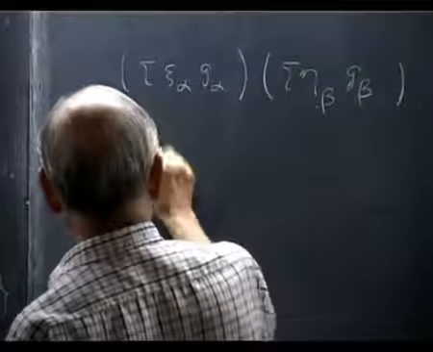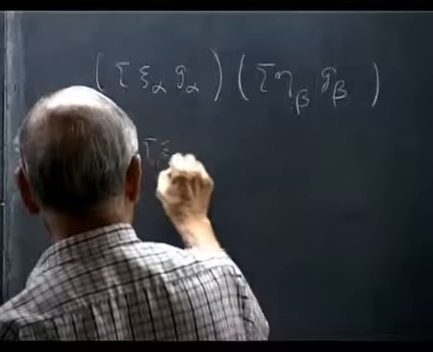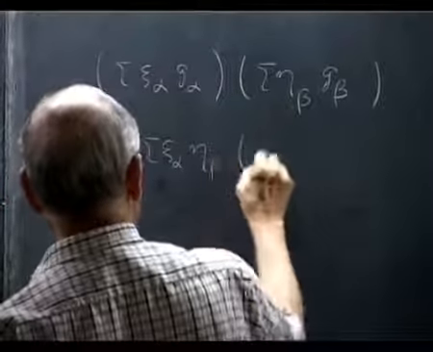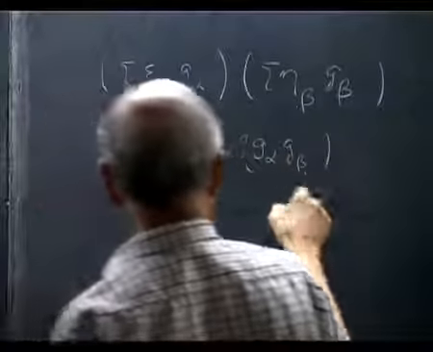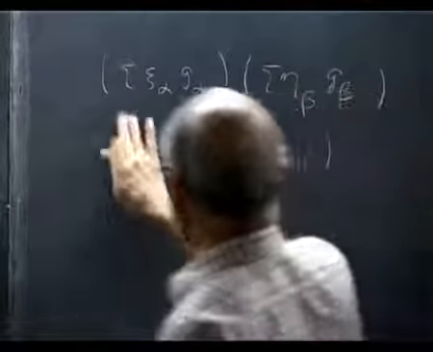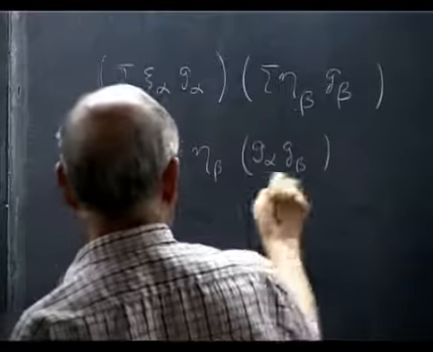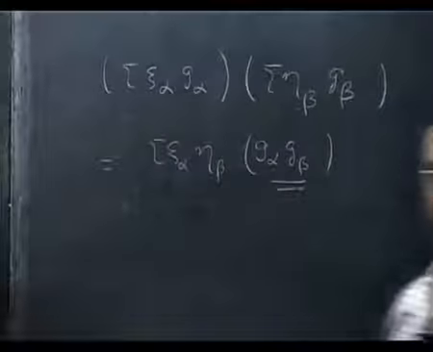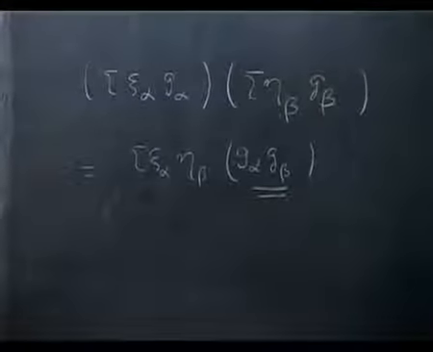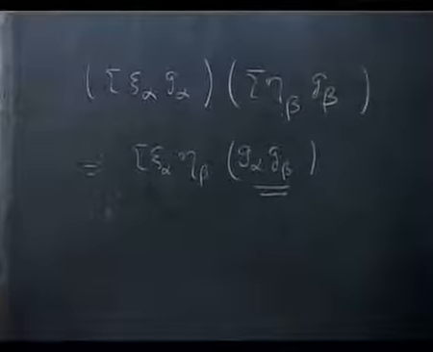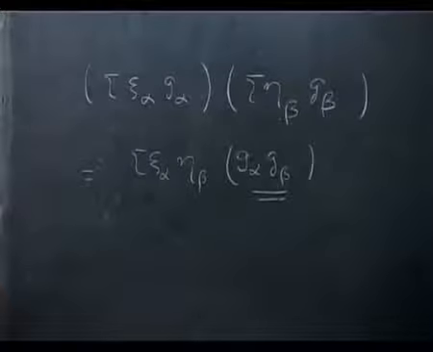This will be psi alpha eta beta times G alpha G beta, right. So this is some element of the group, so this is in the group algebra again. Okay, so this is your group algebra. The algebra has a product. So this is the product.